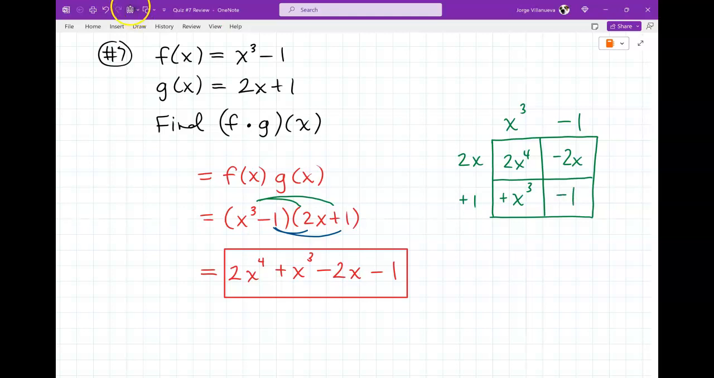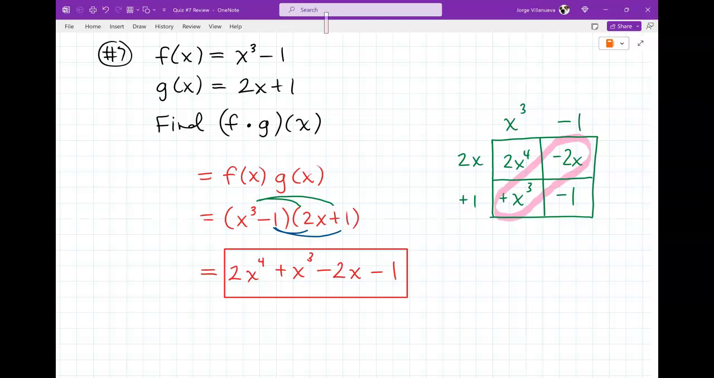Now normally, just so you guys know, but this didn't happen here, these two are like terms, right? Usually those are supposed to be combined together so that they fit into 3 terms. But in this case, they're not like terms. So you just leave them, okay? I'm just going to leave it like that.